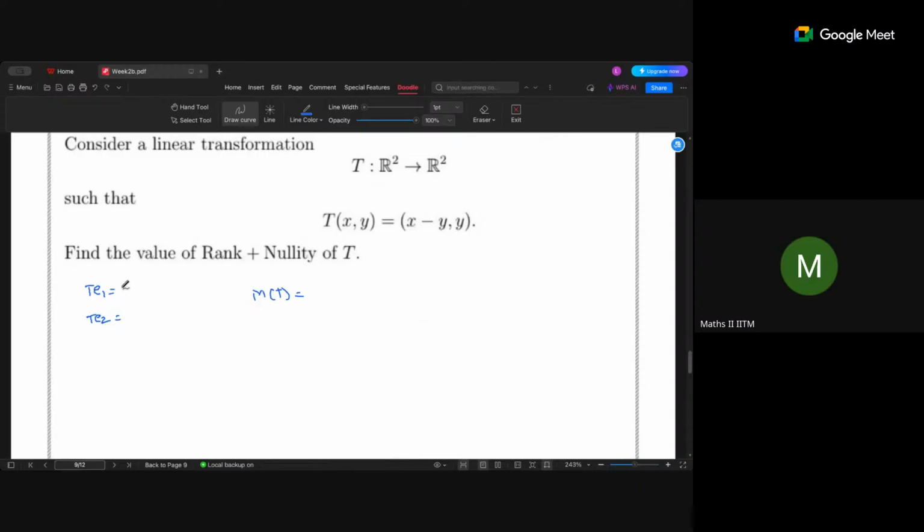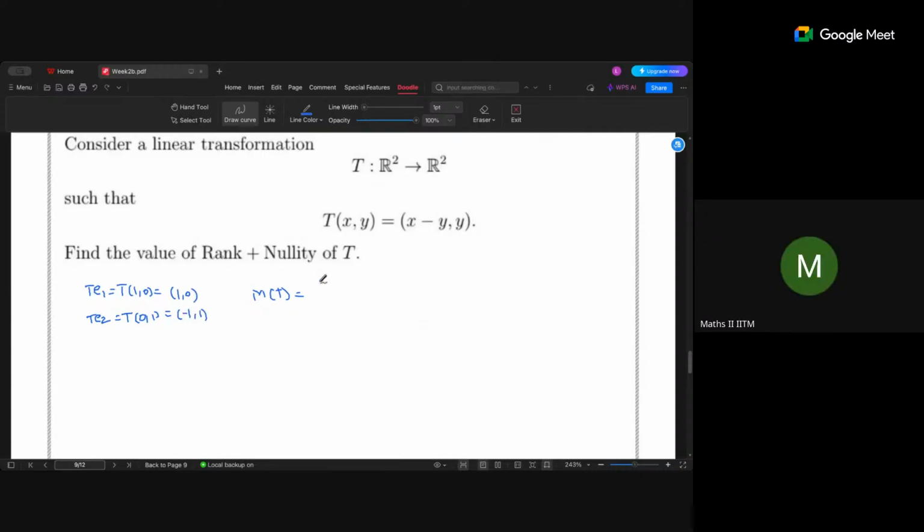What is TE1? What is T of 1 comma 0? It should be 1 comma 0. And what is T of 0 comma 1? Don't be in a hurry. Your X is 0 and Y is 1, so X minus Y gives minus 1 comma 1.